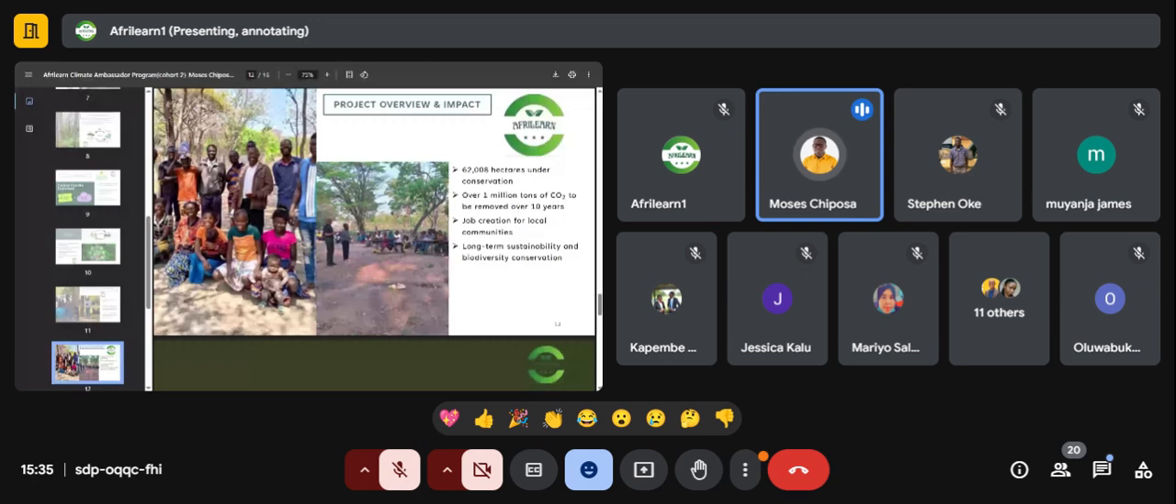So the Misitu Conservation Project is a model for nature-based solutions, demonstrating how conservation can drive both climate action and community empowerment.